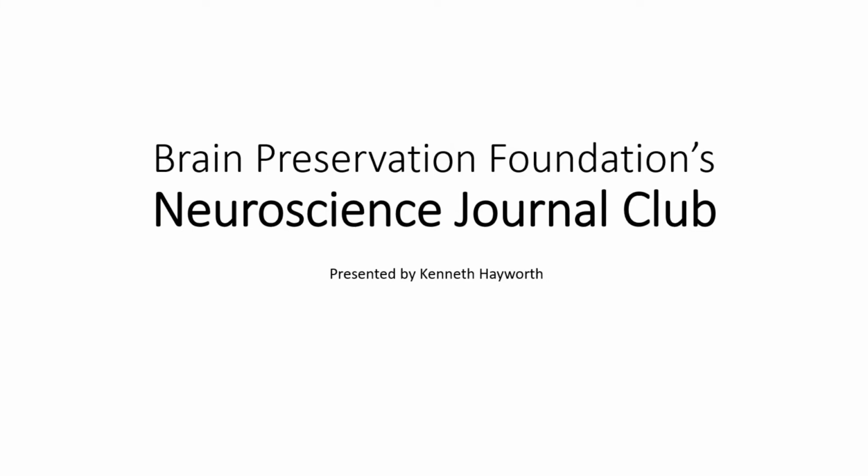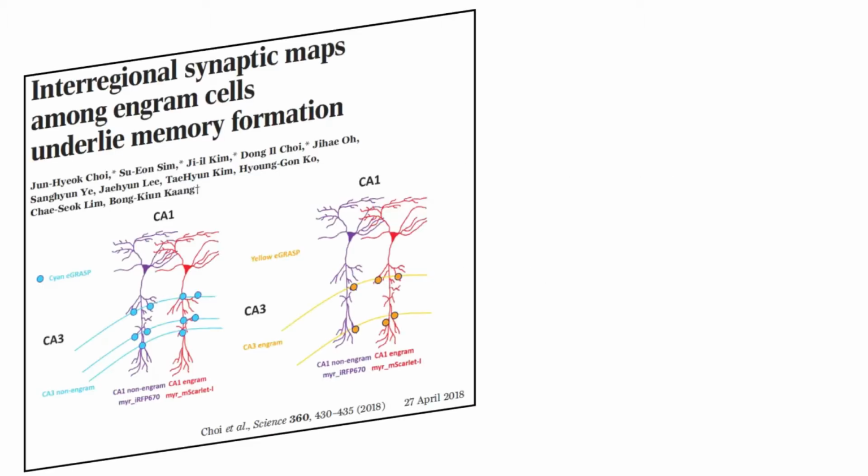Hello, fellow neuroscience enthusiasts. This video is another installment of the Brain Preservation Foundation's Neuroscience Journal Club, in which we briefly review the results of a selected paper and discuss its relevance to the ongoing debate regarding brain preservation. Today's paper is entitled Interregional Synaptic Maps Among Engram Cells Underlie Memory Formation by Choi et al. It was published in the journal Science on April 27, 2018. A link to the paper is listed below.